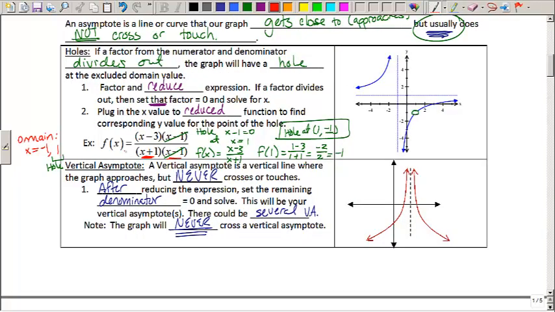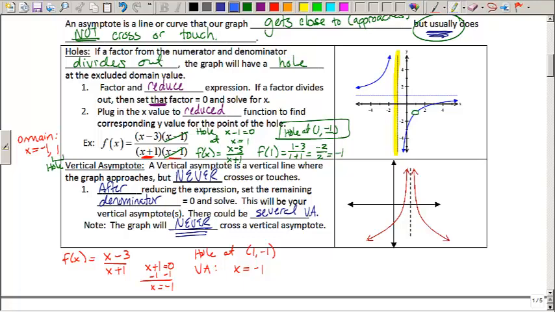Let's finish the problem we started up here. I know I have a reduced function, (x minus 3) over (x plus 1). We talked about already having a hole at 1 comma -1. But notice I have this reduced function, and I'm going to use that reduced function to find the vertical asymptote. I'm going to set the remaining factor in the denominator equal to 0 and solve. x equals -1 is going to be my vertical asymptote. And if you look at the graph that we had of this function here, notice x equals -1 was our vertical asymptote.